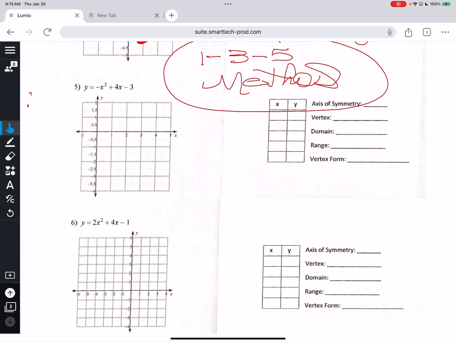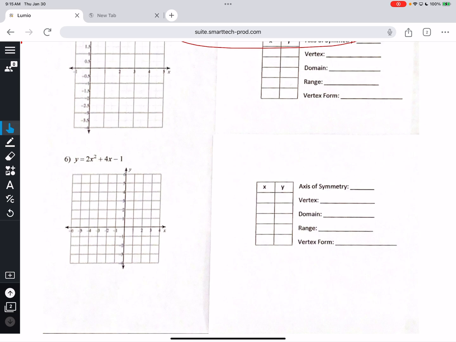But look at number 6. So, opposite B over 2A. What does that give us? -1. Yes, so X is -1.